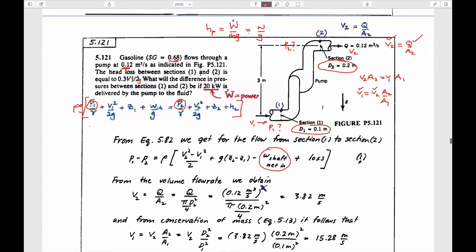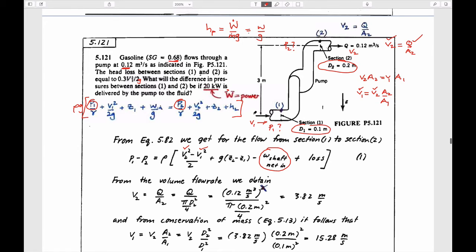So this equation 1 is just Bernoulli, written in terms of the pressure head, the velocity head, the elevation head, the work into the system, and the losses in the system. And we have to figure out what we know. We've said we know what the velocities are at points 1 and 2 because we know the flow rate and we know the cross-sectional area, so we know each of the velocities.